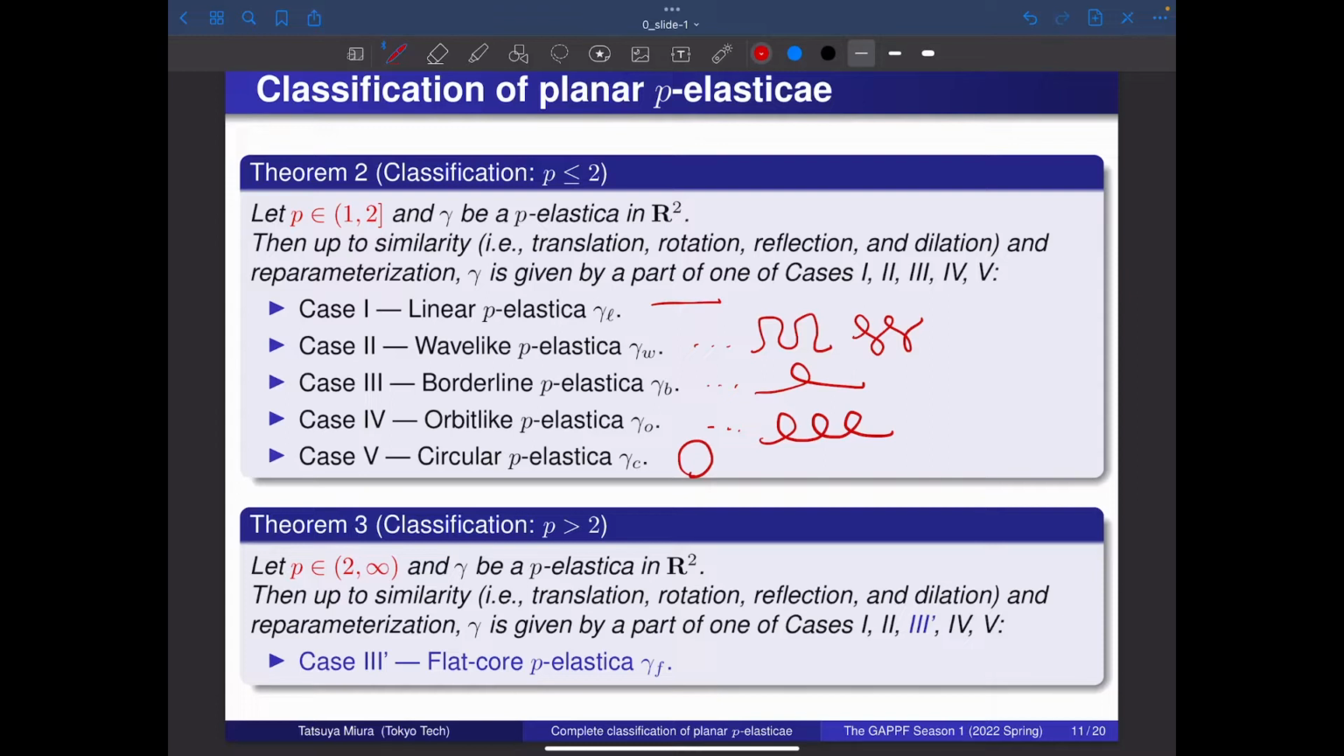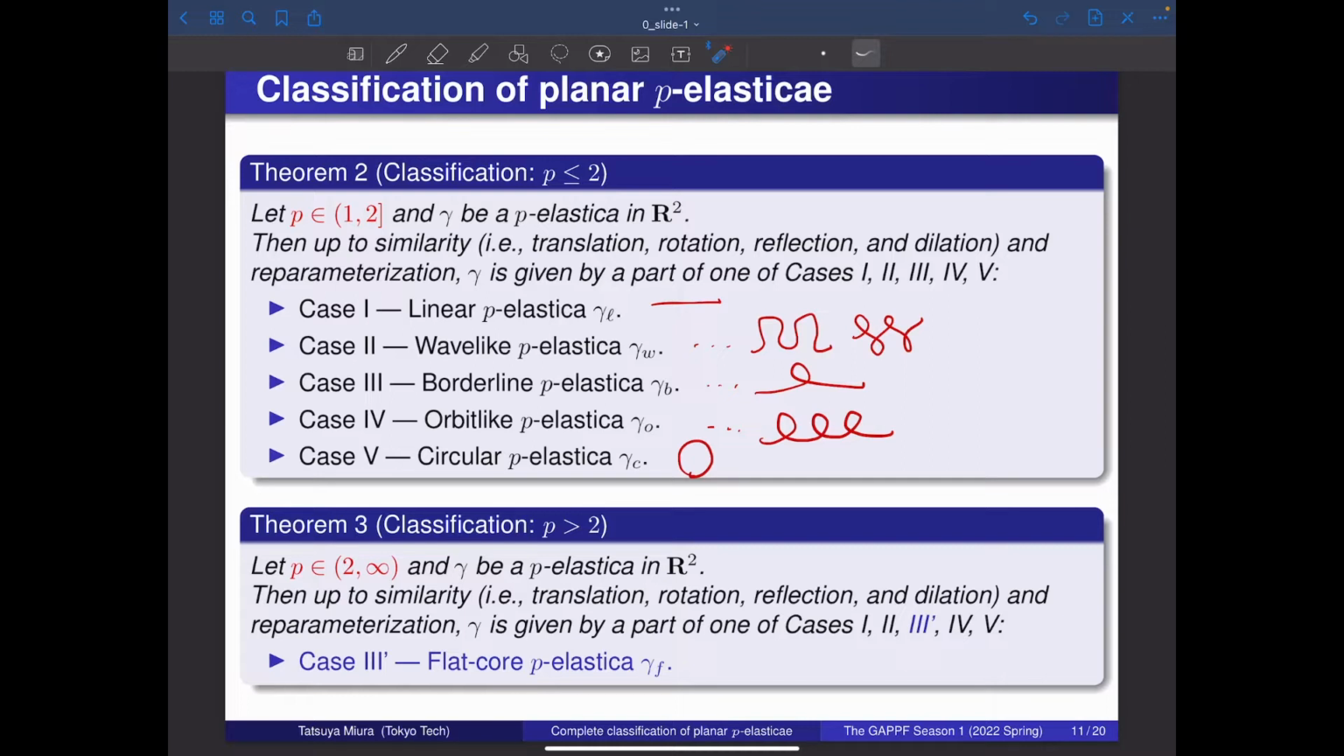So it is positive or negative depending on the choice of the sign. And also I remark that in case 1, case 3, and case 5, we have a fixed shape in each case. But in case 2 and case 4, we actually have a one-parameter family of curves. So depending on the parameter, the shape, the profile may change. So this is the first classification theorem, which directly extends the classical case p equals 2.